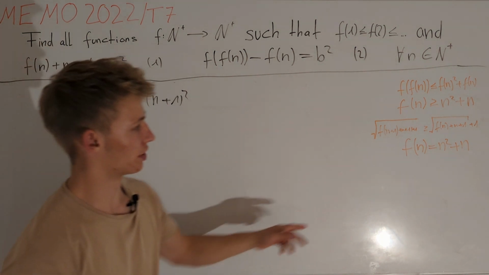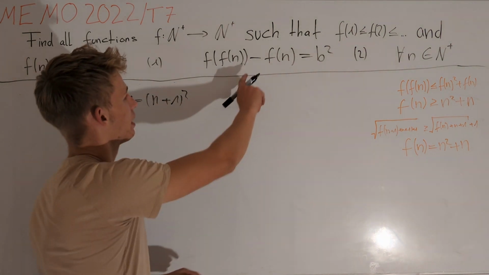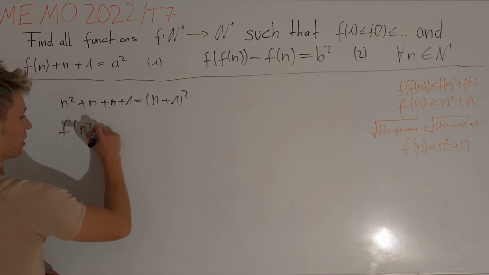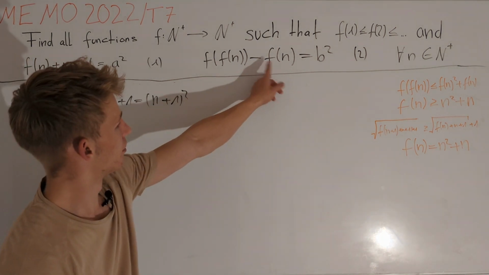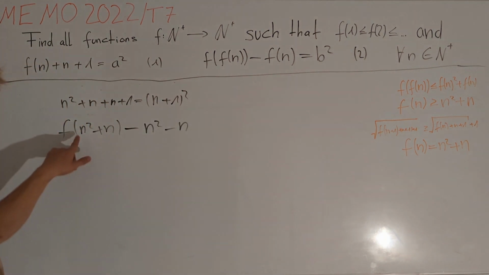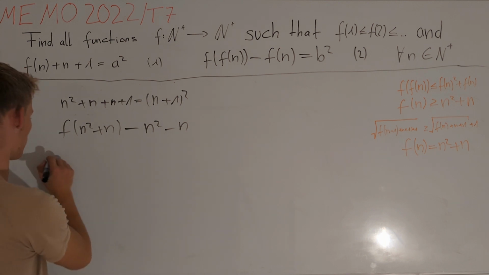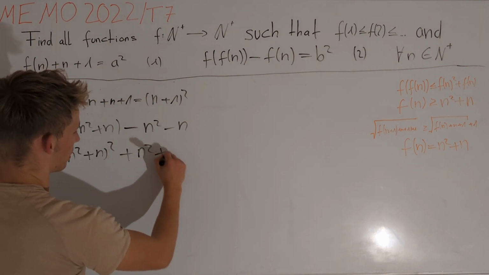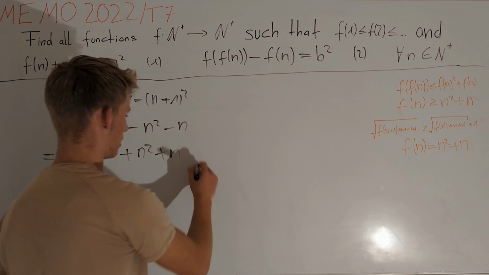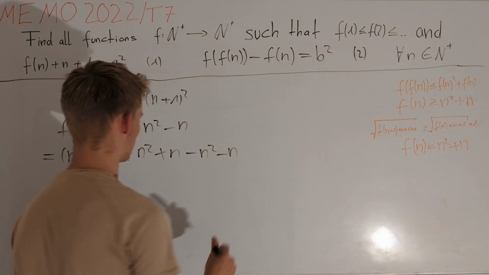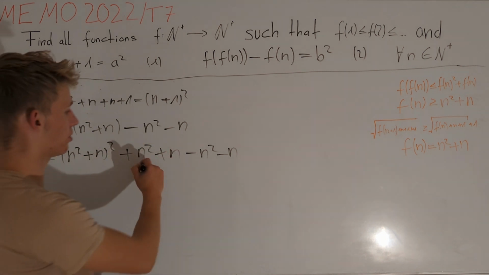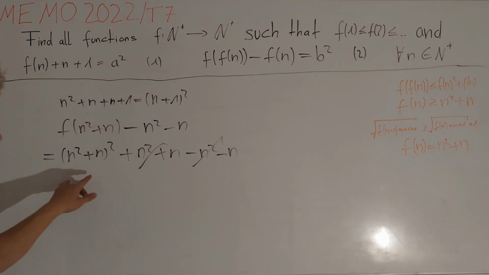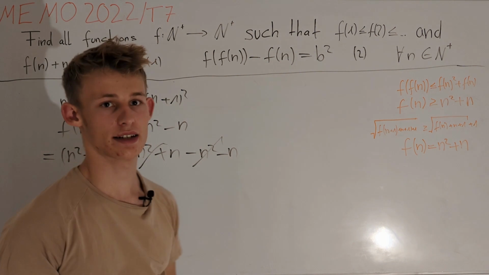And now let's put in f(n) into the second equation. Here we get that f(n) is equal to f(n squared plus n), and here we have minus n squared plus n, and now f(n squared plus n) is equal to (n squared plus n) squared plus n squared plus n, and now we subtract again n squared minus n, and we see that this cancels out, and we are left with (n squared plus n) squared, and thus this is a square, and therefore also equation 2 is satisfied, and we are done.